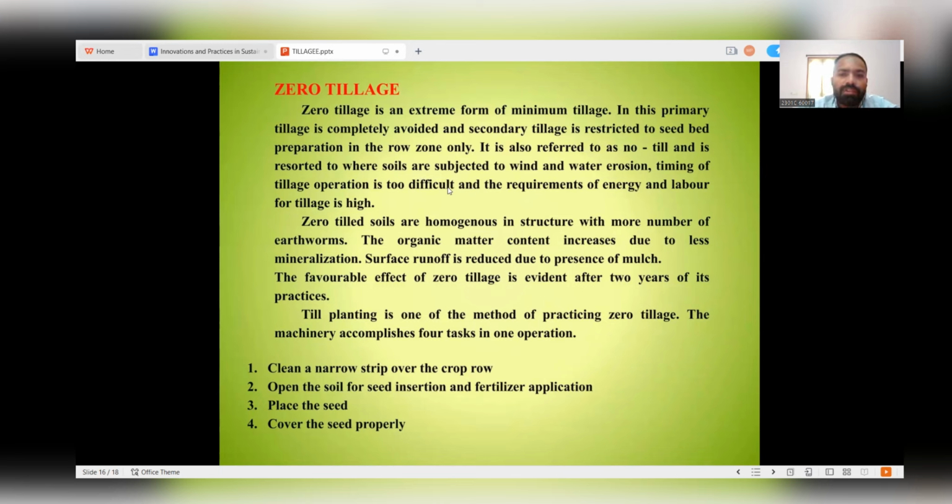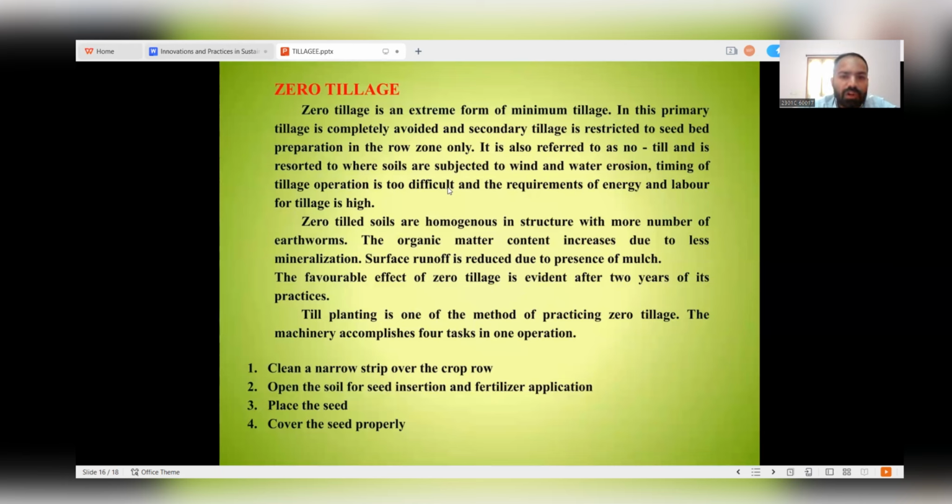Zero-till soils are homogeneous in structure with more earthworms, because we are not disturbing the soil, so beneficial organisms like earthworms will be more. The organic matter content increases due to less mineralization. Surface runoff is reduced due to the presence of mulch. The favorable effect of zero tillage is evident after 2 years of this practice. After 2 years of this practice, you will start to see the results.